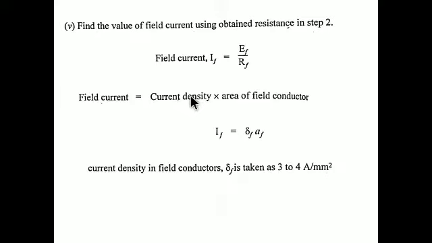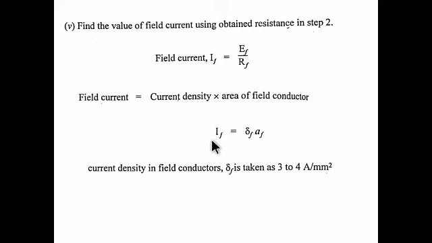The fifth step is finding the value of field current. The current calculation is obtained from the second step itself. We already found the resistance in the second step and the voltage in the first step. By using these, we can easily find it with the general formula I is equal to V by R. For V, it is EF, the field voltage. For R, it is RF, the field resistance. By dividing these two, we can find the IF value.